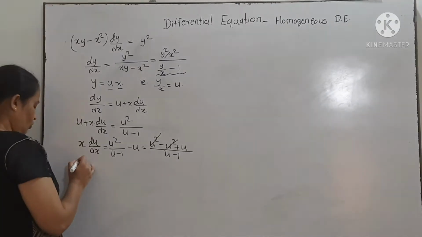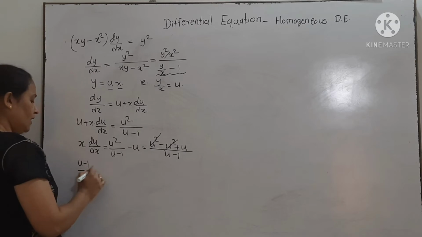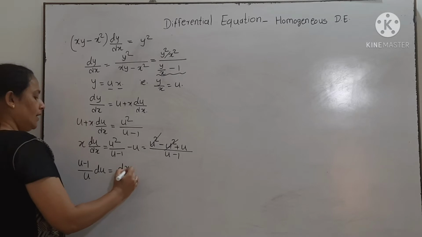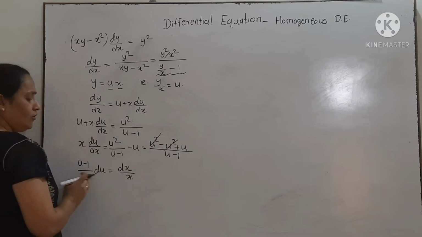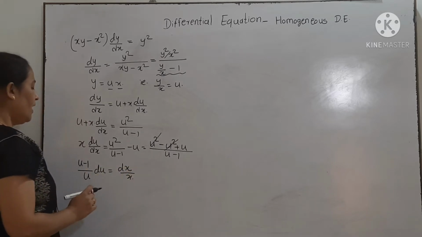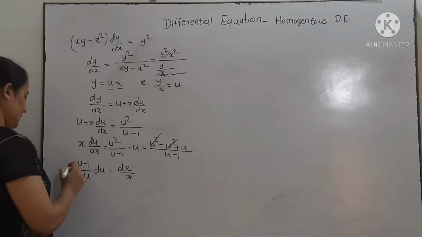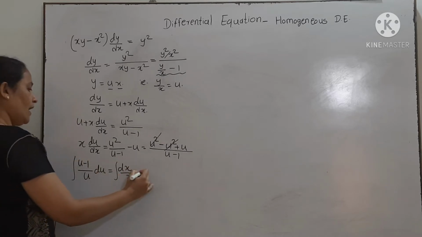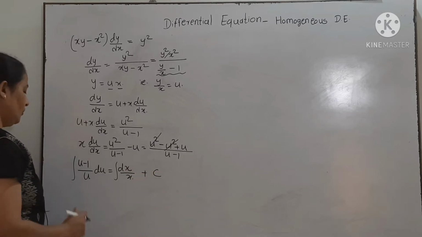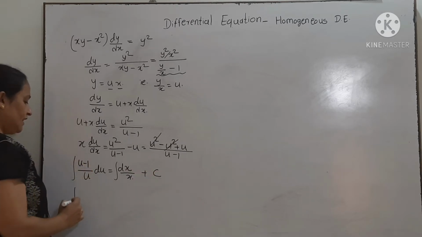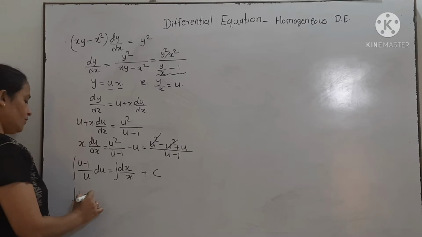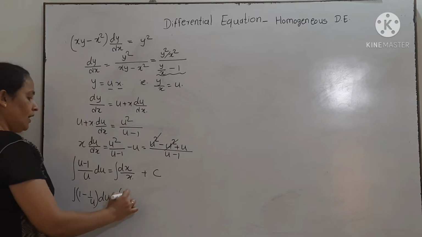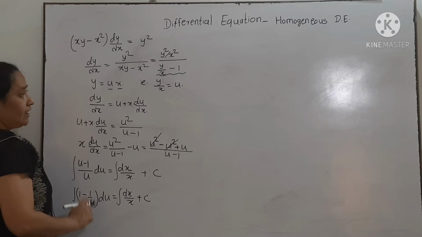If we convert this into variable separable form, it is u minus 1 upon u into du equal to dx upon x. Variables of u on one side, variables of x on the other side. Now if we integrate this, you have to add the constant of integration also. If you separate the denominator, it is the integral of 1 minus 1 upon u du equal to the integral of dx upon x plus c.